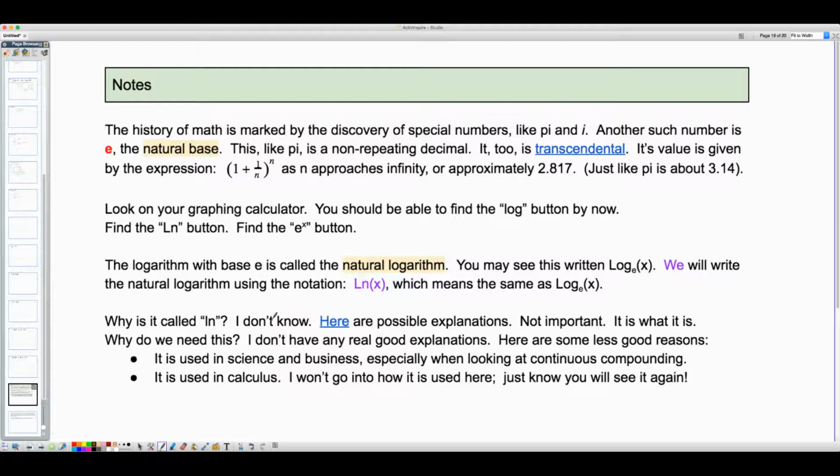The logarithm of the base e is called the natural logarithm. You'll see this written as log base e of x. We don't use that notation. We will use ln of x, which is the natural log of x. It means the same thing as log in base e of x.